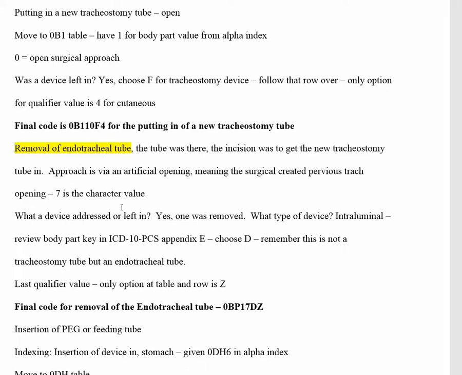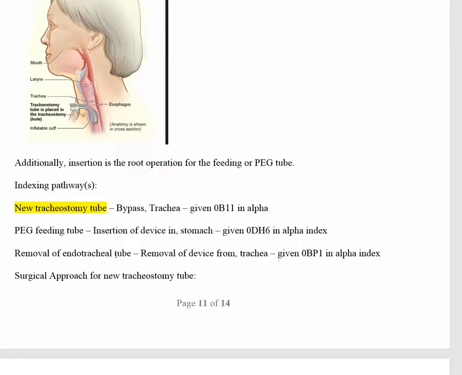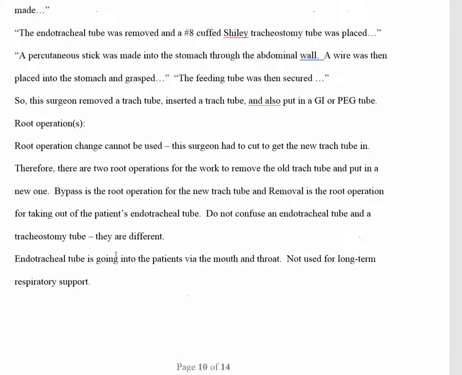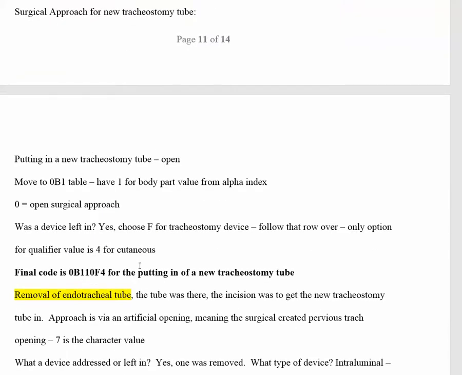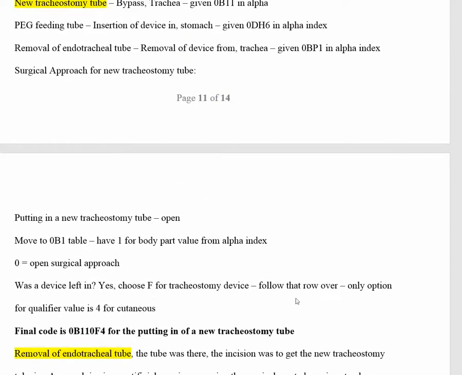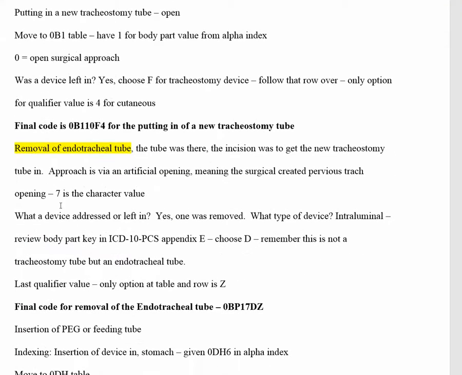We have our indexing above. We went to our pathway. Above was removal of device from trachea. We were given 0BP1. We already know what the body part value is. Was a device being addressed or left in? Yes. In this case, a device was being removed.